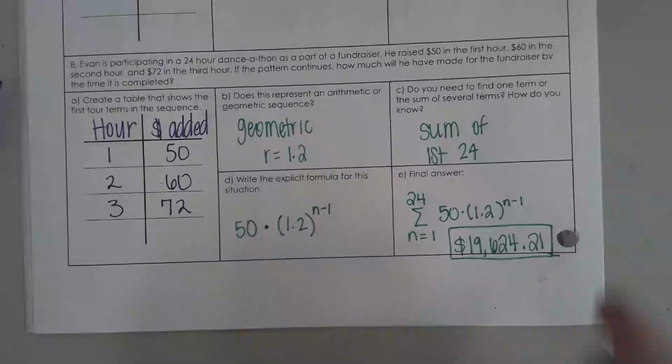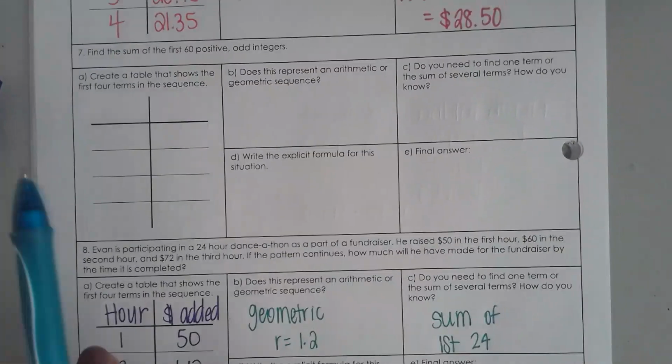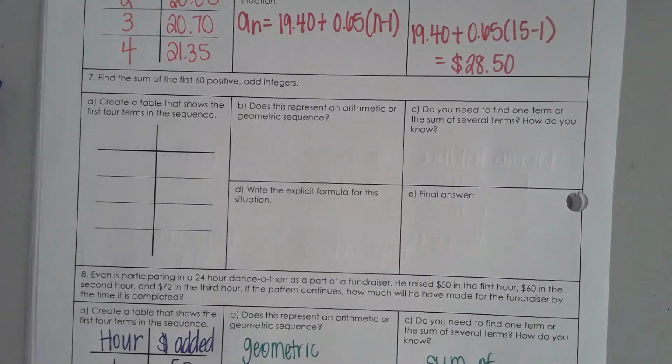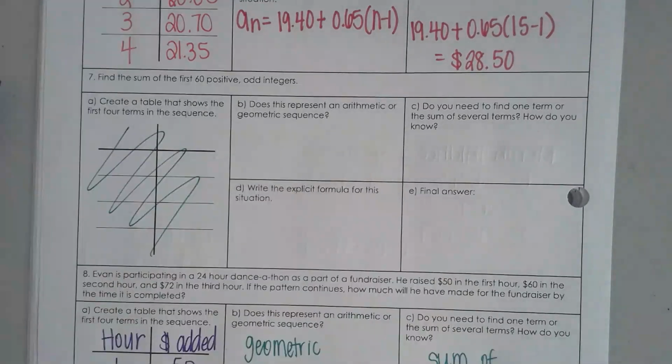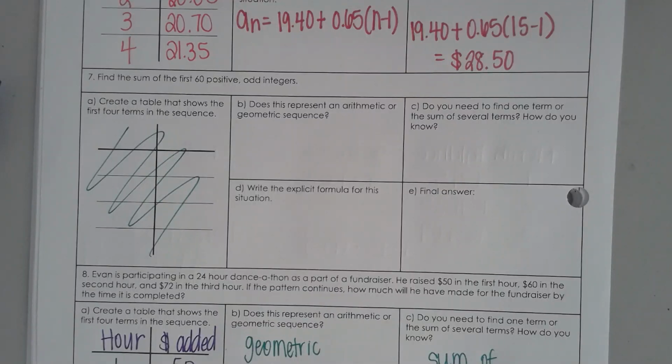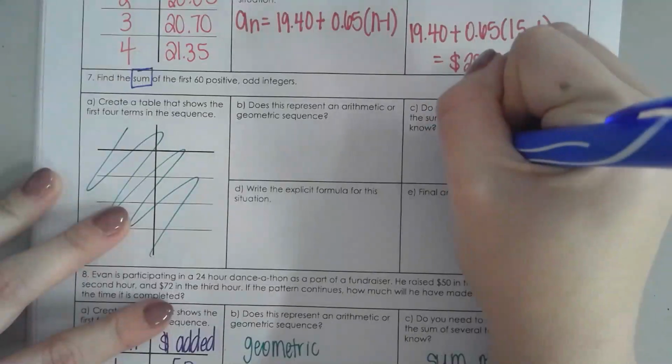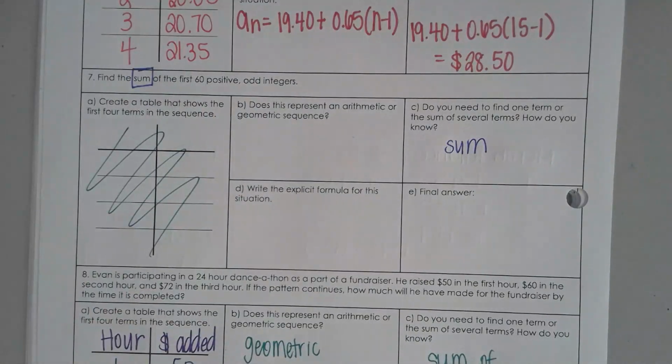Alright. I'm going to finish up. We're going to do this last one because these questions do show up a lot and they're a little bit different. We actually don't need a table. It's easier for us just to list out the first few terms. So it tells us right off that we are going to be finding a sum. So I already know that. We're finding the sum of the first 60 positive, odd integers.